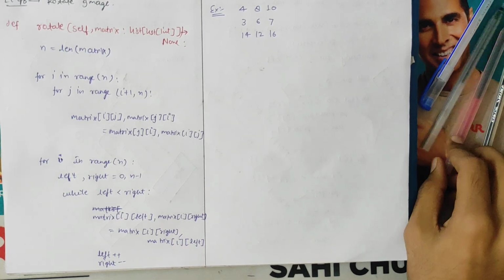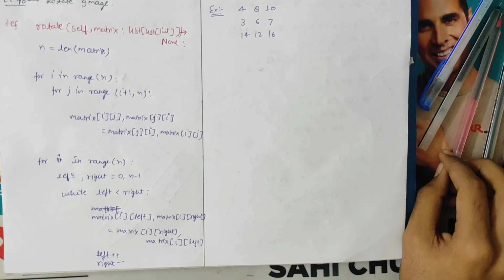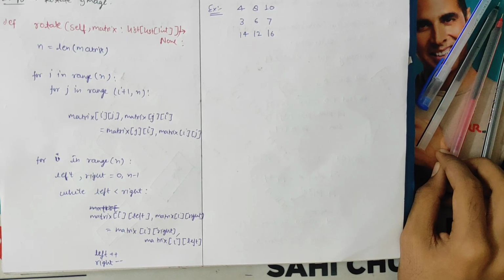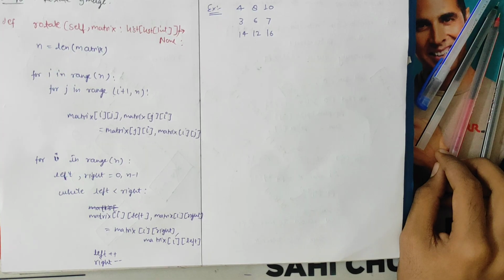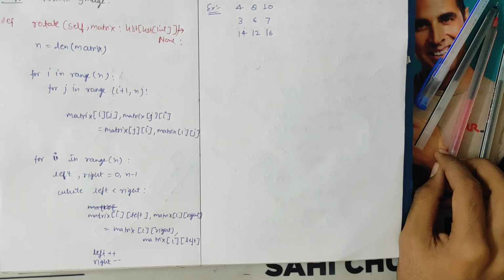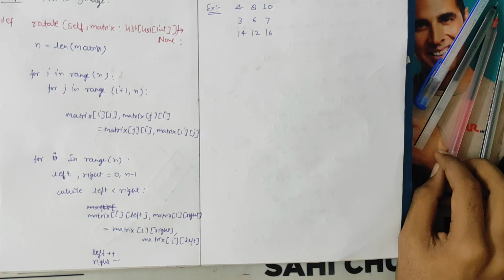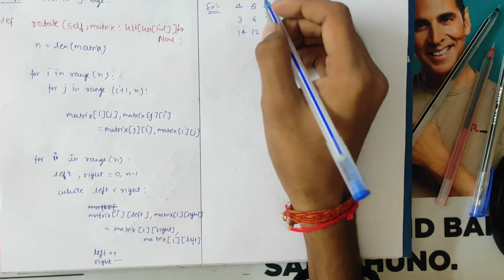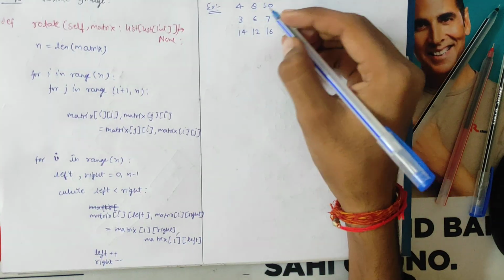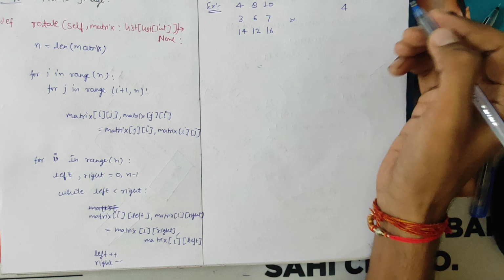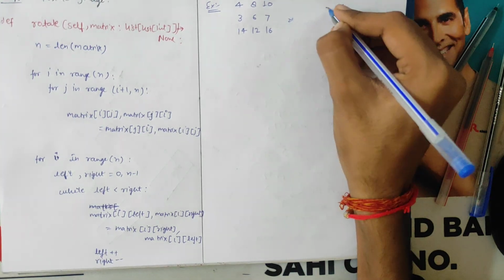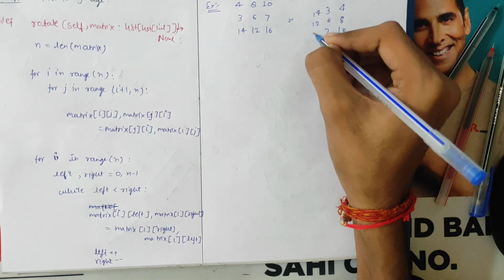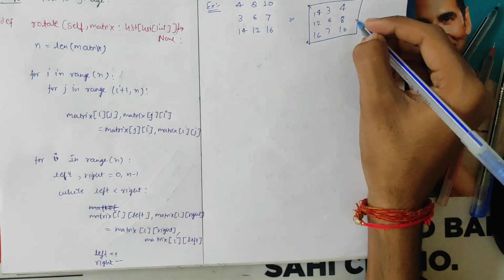Hello everyone. So now we are going to solve LeetCode problem number 48, Rotate Image. In this problem, we have to rotate the given 2D matrix by 90 degrees in the clockwise sense. If we rotate this matrix by 90 degrees rightward, it will look like 4, 8, 10, 3, 6, 7 and 14, 12, 16. So this will be our answer.